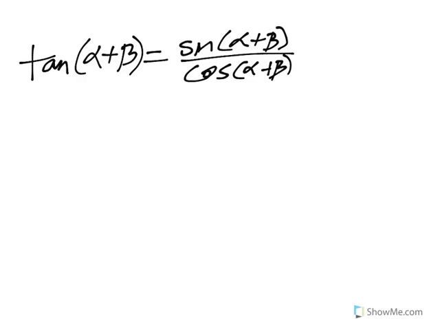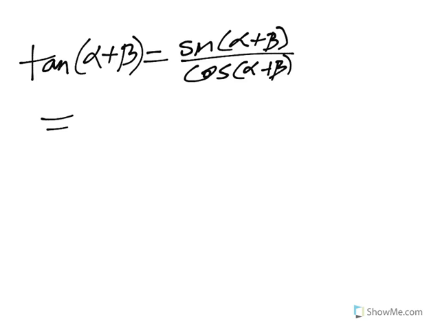So this video is to use the basic quotient identity for tangent. The tangent of anything is sine of that thing over cosine of that thing, to get a formula for the tangent of the sum of two angles. And I'm going to leave it as an exercise and not derive tangent of a difference, because it's quite similar.